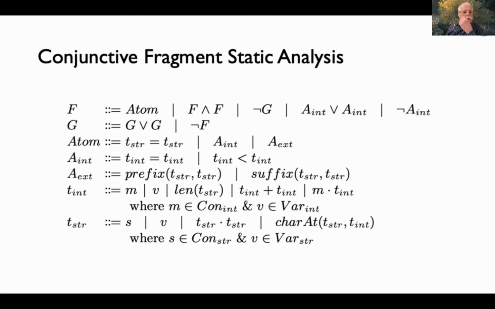The conjunctive fragment probe is a context-free grammar, which is shown on the screen. For a given input query, we check if the input query belongs to the language defined by this grammar. If yes, then we run the length abstraction solver first. If no, then we run a different solver first.